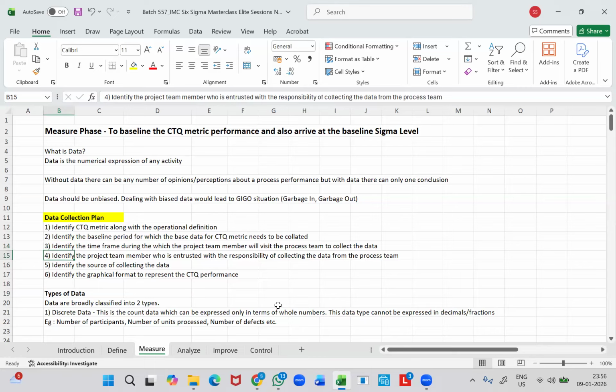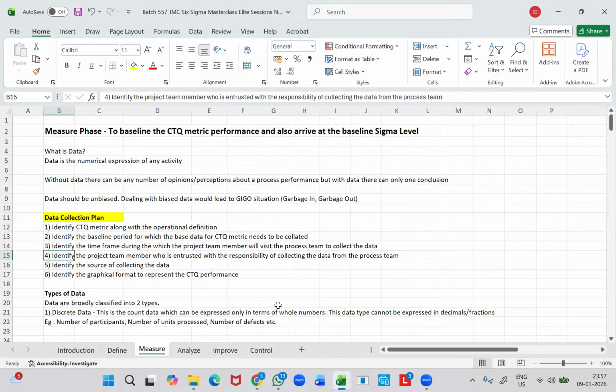And then the important one, identify the project team member who has been entrusted with the responsibility of collecting the data from the process team. So how would the process team lead know that he is the person to whom the data needs to be provided? So the identification of that project team member is also very, very important. So that will also be part of the data collection plan.